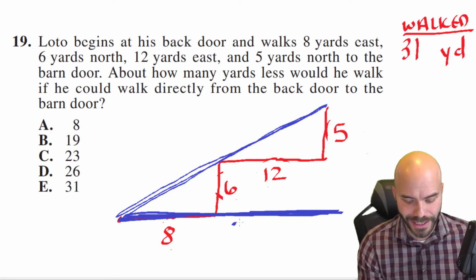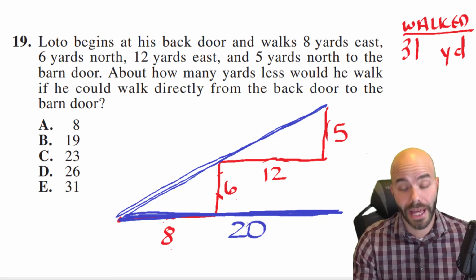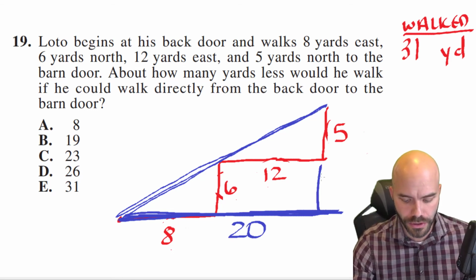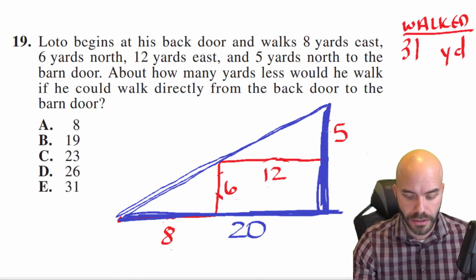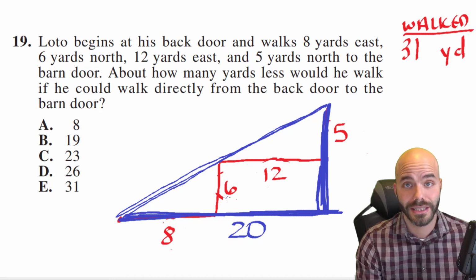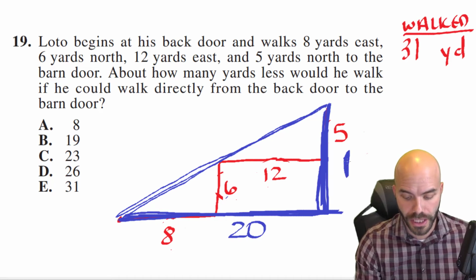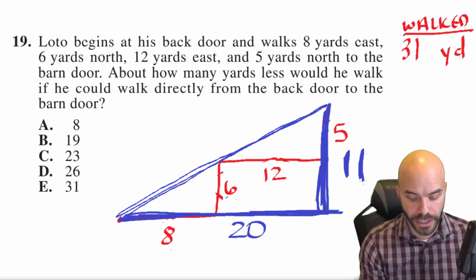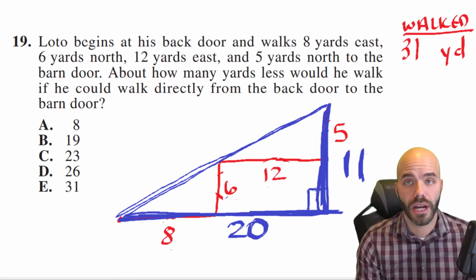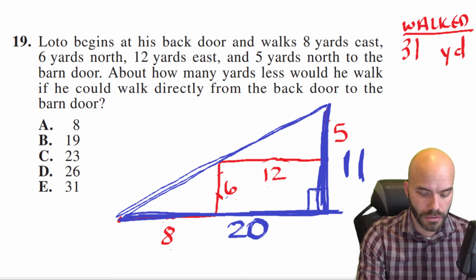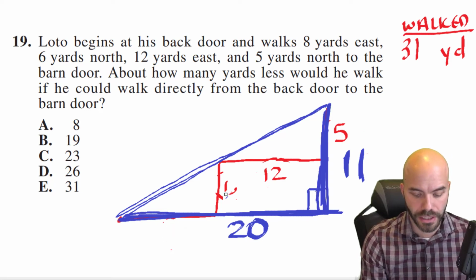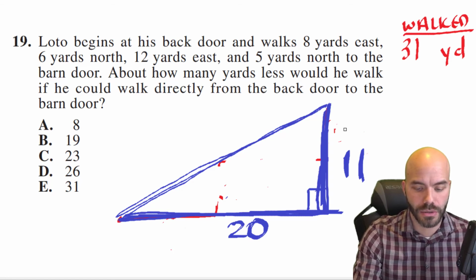And so this would be 20. And then how much in total did he travel north? Well, that would be here, which was 6 and 5. So we'll call that 11. So there is our new triangle. That is a right angle. So let's erase these red numbers so we don't get confused. Now we have two sides to a right triangle.